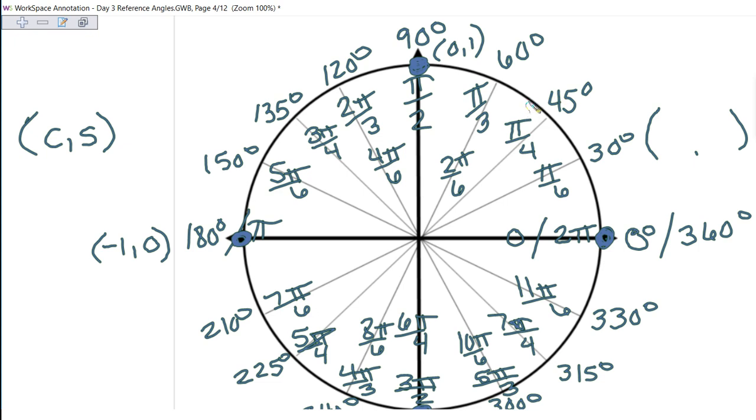Cosine of 30 degrees is square root of 3 over 2. What's the sine of 30 degrees?